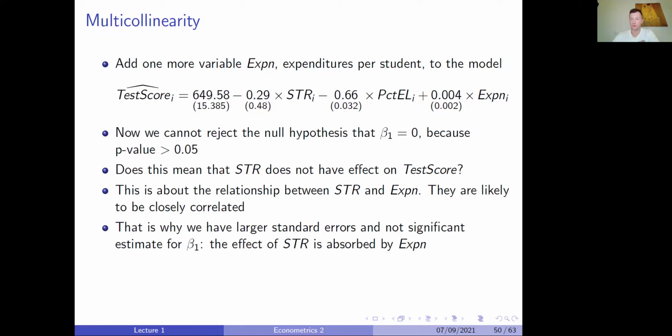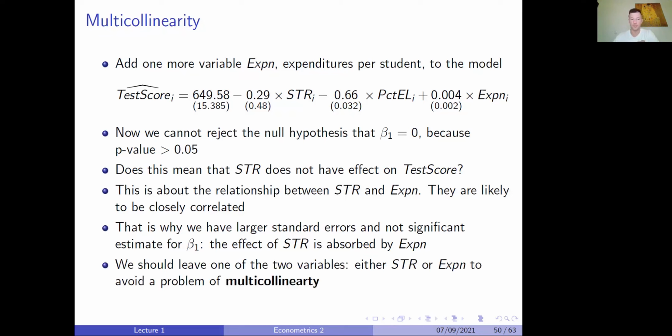You don't want two variables that are close to each other to appear together in the same model. You need to choose only one of them, because now we see that the effect of student-teacher ratio is fully absorbed by expenditures. The more expenditures the school has, the less is going to be student-teacher ratio, because you will have more teachers, definitely. So we should leave one of these two variables, either STR or expenditures, to avoid the problem of multicollinearity.